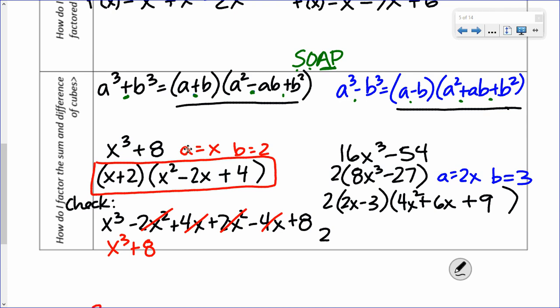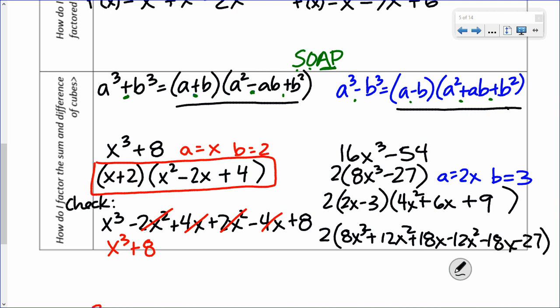So I'm going to leave this 2 right here for now. And I'll do 2x times 4x squared, that's 8x cubed, and I'll do plus 12x squared plus 18x, minus 12x squared. Oh, I messed up somewhere. I need you guys here. This is hard. 2x cubed, 12x squared, 18x, minus 12x squared, minus 18x, minus 27.